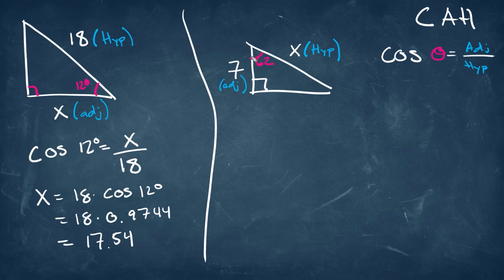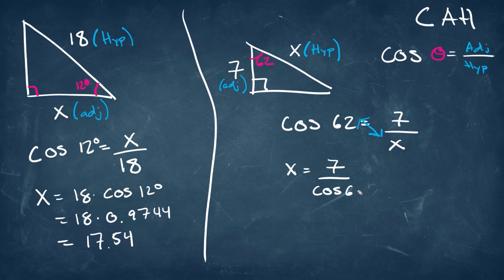You'll notice that the angle is placed at the top, which differs from what we see on our example to the left. However, being that the angle is now at the top, the adjacent side will always be what is next to that angle. We can plug this into our equation, so cosine of 62 is equal to 7 over our hypotenuse of x. We can swap out these two values of x and cosine of 62 to where we'll get x is equal to 7 over cosine of 62, which is equal to 7 over 0.4695, which simplifies to 14.91.